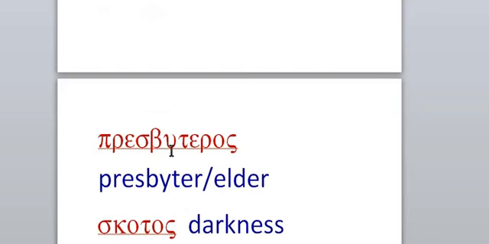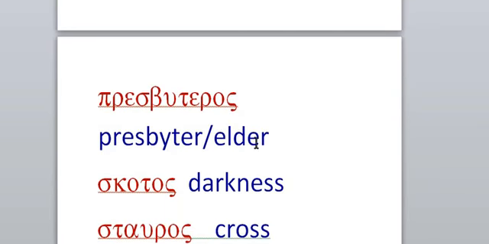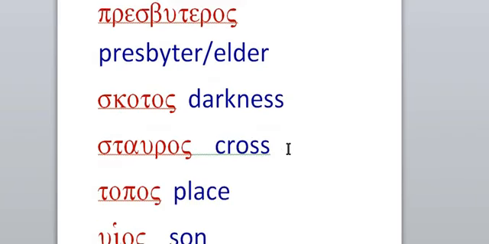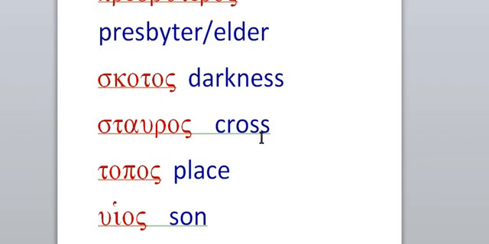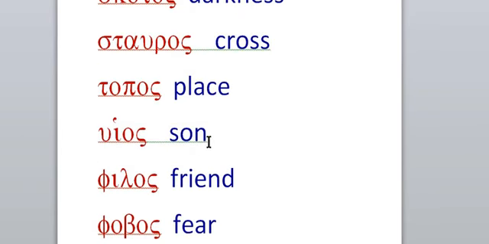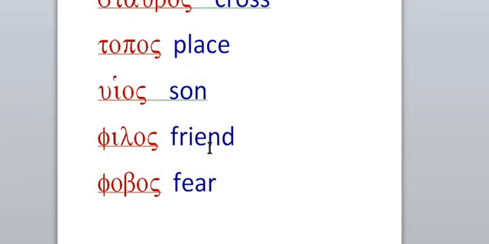Okay, then presbyter or elder, presbyteros, that's easy to remember. Skotos, darkness. Then stavros, cross. There are music troops called Stavros. Okay, stavros means a cross. Topos means a place. Huios, son. See this breathing mark is rough here. Huios. Then philos, friend. You remember what is enemy? Ekthros is the enemy. Okay, then phobos, fear.